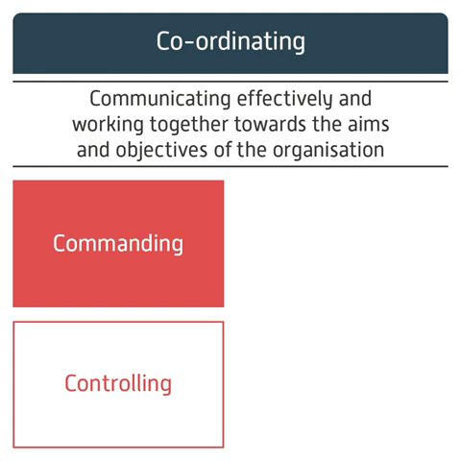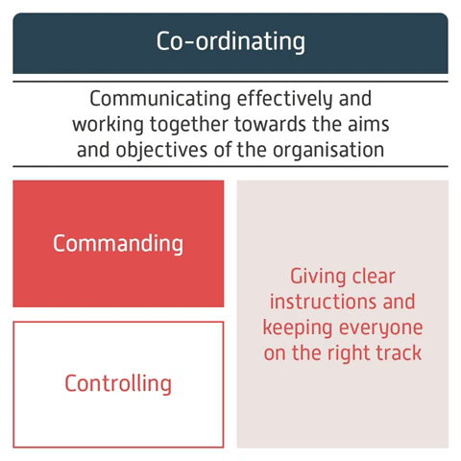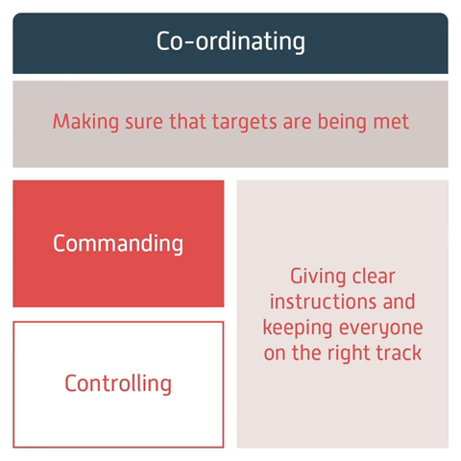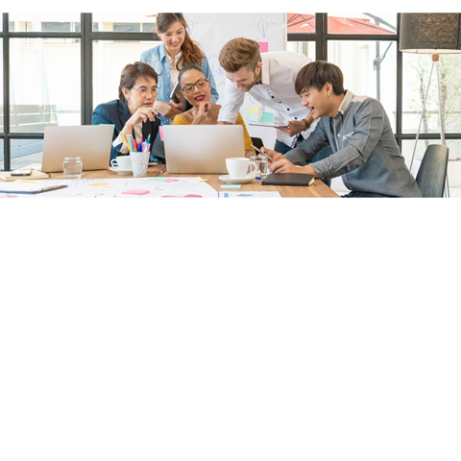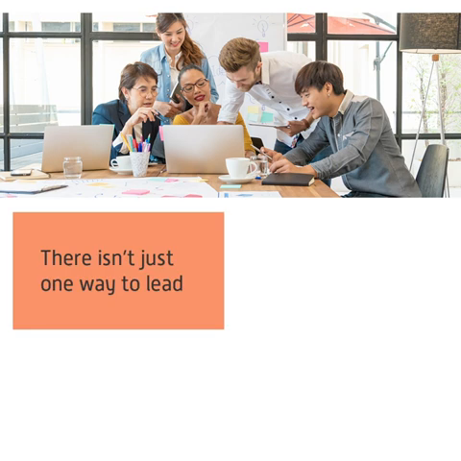Commanding and controlling are about giving clear instructions and keeping everyone on the right track. It also includes making sure that targets are being met and finding solutions to any problems that arise. Part of being a good leader is knowing how to encourage and motivate employees to work towards the success of the business. It's important to note that there isn't just one way to lead.